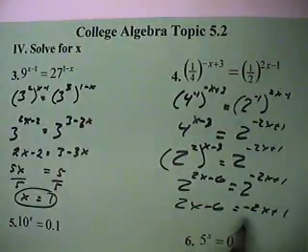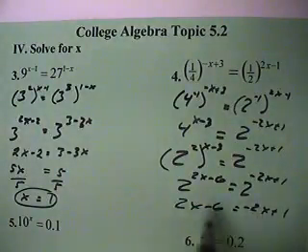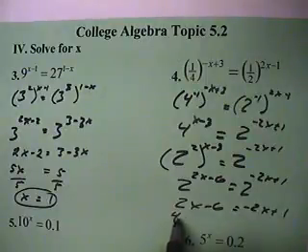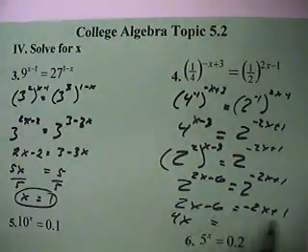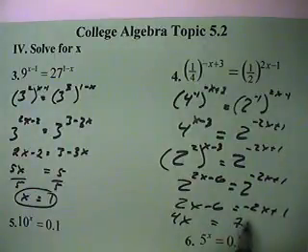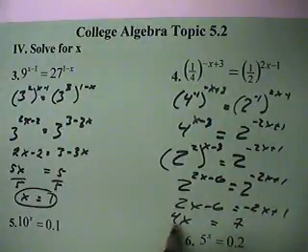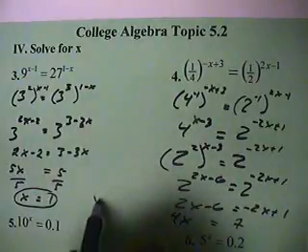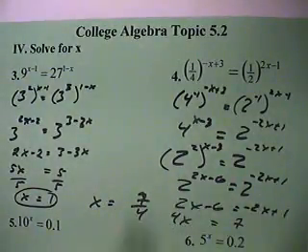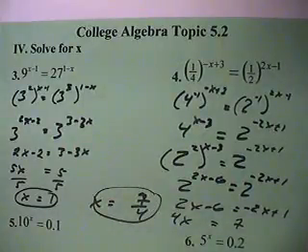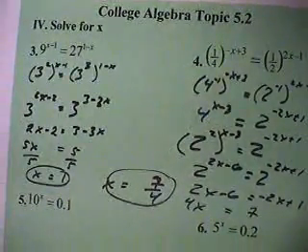Now from here, I can add 2x to this side, which will cancel, and 2x to this side will give me 4x. Adding 6 to this side will cancel, but adding this 6 to this side will give me 7. So when I divide by 4 on both sides, we'll get x equals 7/4 as a solution. Okay, number 5.